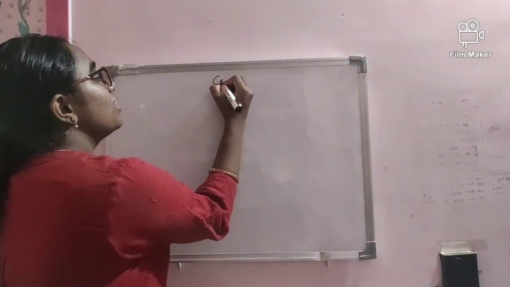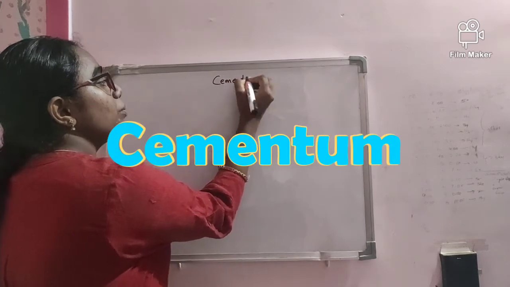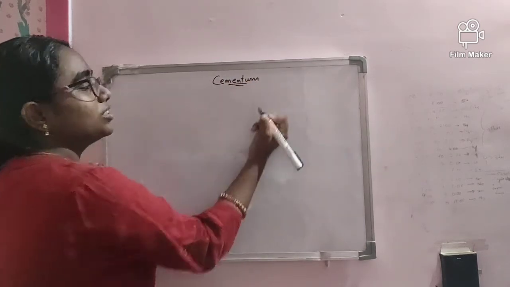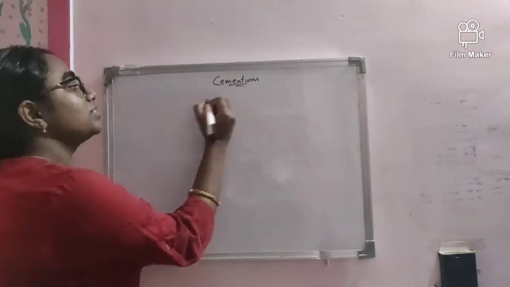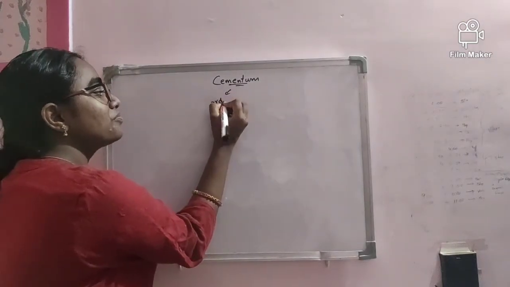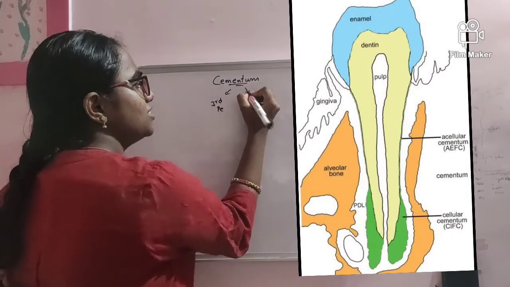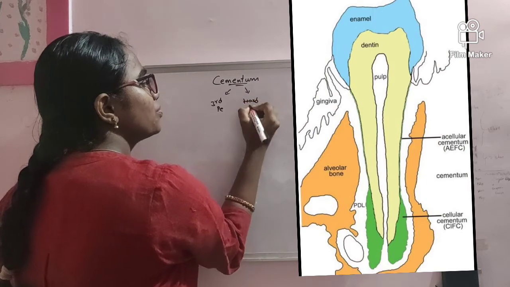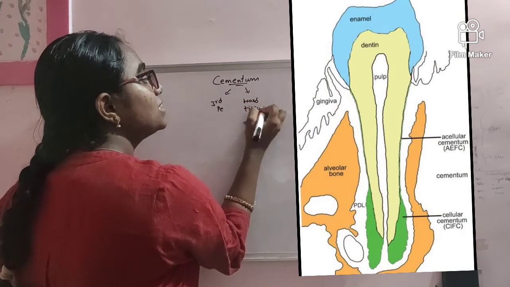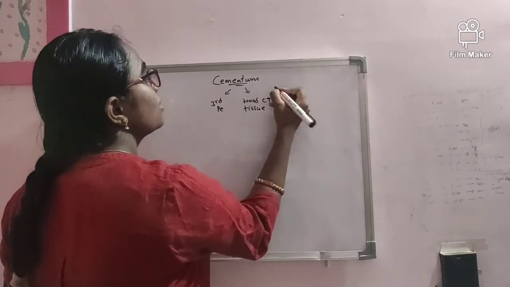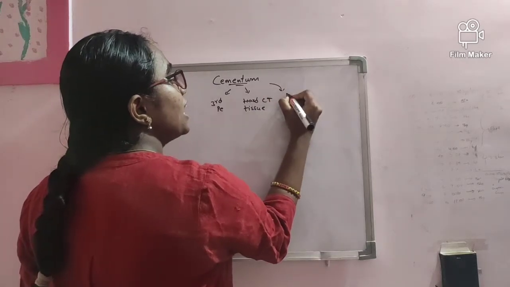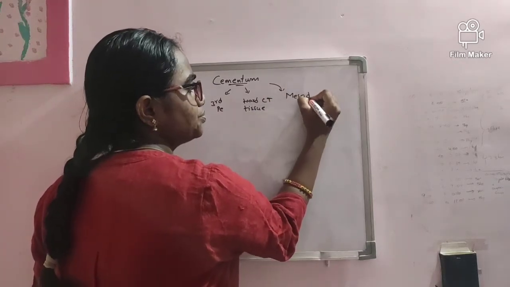So let me explain the topic cementum. So what is cementum? Cementum is the third periodontal tissue and it is a hard tissue, hard connective tissue we can say. And it is mesodermal in origin.